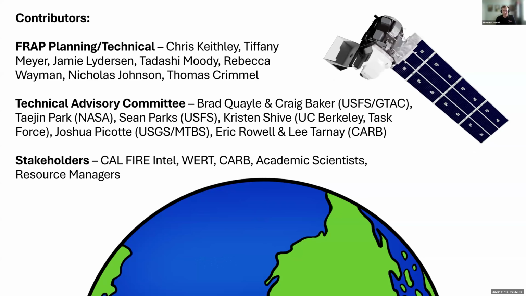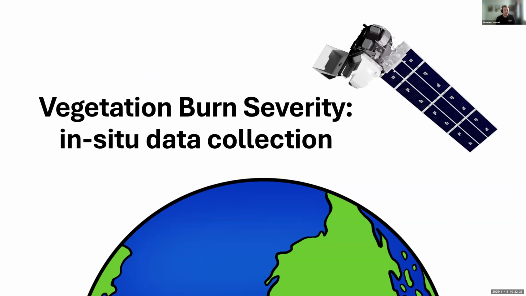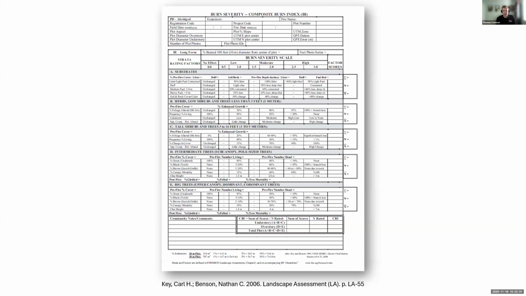Okay, so now the meat and potatoes of this talk. How is burn severity data produced? There are several ways to do it. The first is, of course, in situ data collection. This was defined in a paper by Key and Benson back in 2006. Basically, there's a form where you go to a 30 by 30 plot and look at the different levels of the forest after a fire has happened, and average out the severity of the fire and what happened there. Although this is extremely useful and the most accurate form of composite burn index that's collected, it's time consuming and it's hard to get an expansive view of a landscape with this method.